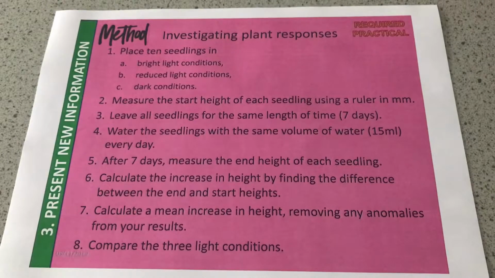Just looking at what happens if we've got bright light, reduced light, and then dark conditions. But as we know with all of these practicals, they can change the independent variable, mix it up, and we'll look at some variations after we've looked at this one.